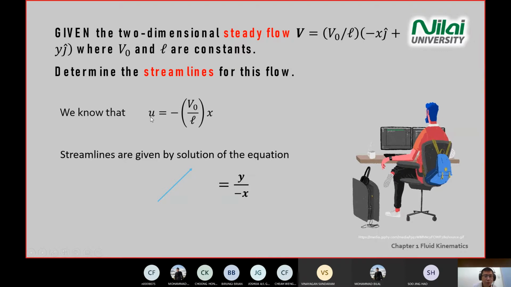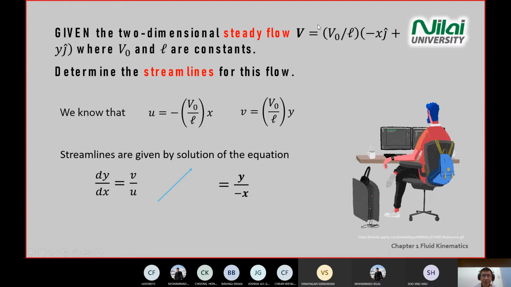So we know that u equals negative v0 over L times x. This one we covered already just now from the equation. I explained already how to get this one from the general equation. If you don't understand, refer to question 7 later on. V is also the same, extracted from the equation given. This is the V component from the equation. You just break this equation into U, V, and W, and then rewrite it back.